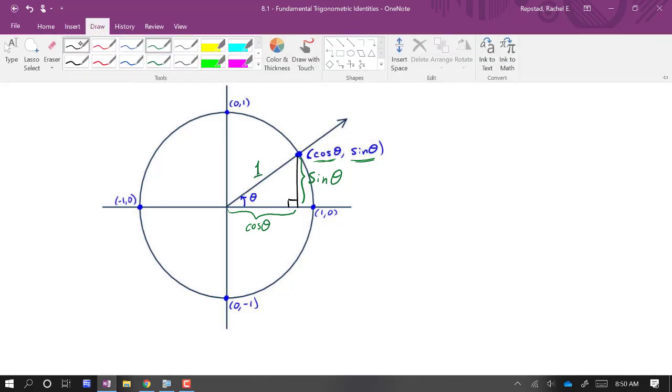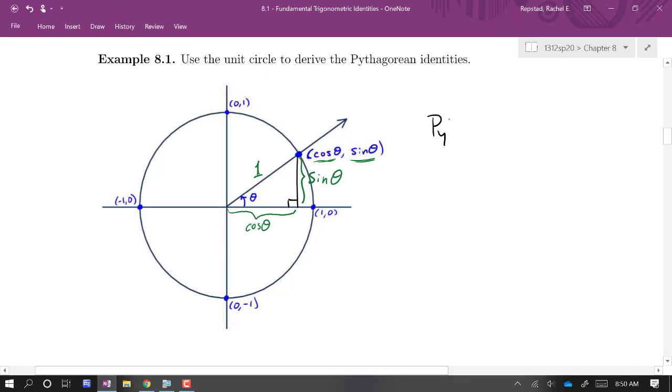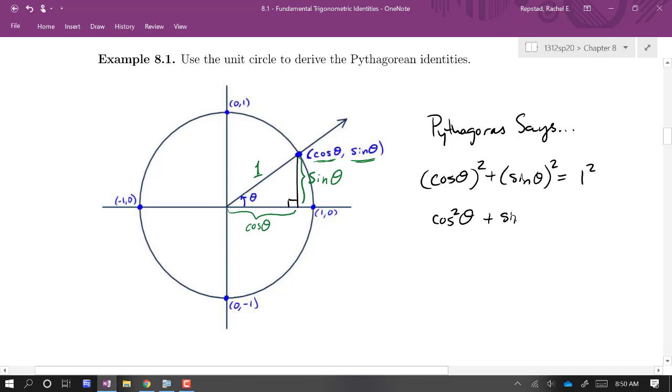Now, let's use this right triangle. Pythagoras tells us that cosine theta squared plus sine theta squared is equal to 1 squared. When we're squaring trig functions, it's conventional to put the square on the function itself, in this case between the cos and the theta. So this would be cosine squared theta plus sine squared theta equals 1 squared.